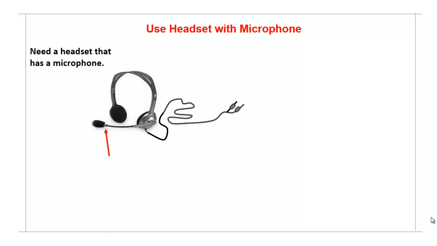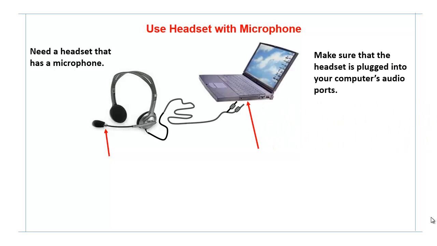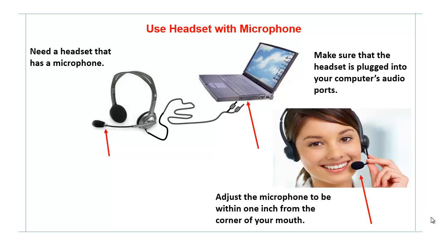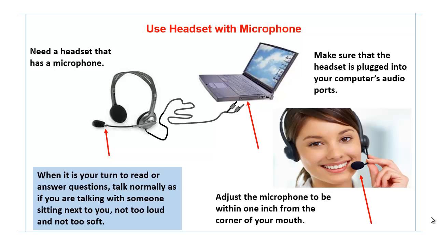You will need a headset that has a microphone so that the tutor can hear you. Make sure that the headset is plugged into your computer's audio ports. Adjust the microphone to be within 1 inch from the corner of your mouth. When it is your turn to read or answer questions, talk normally as if you are talking with someone sitting next to you, not too loud, and not too soft.